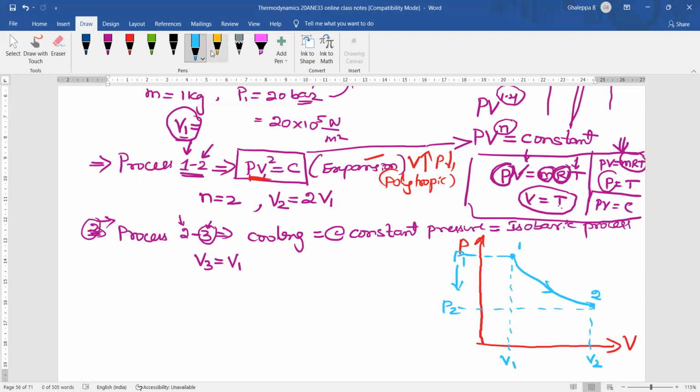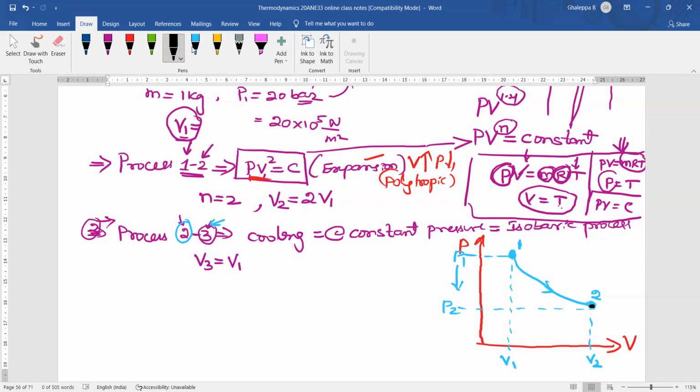So the process begins at point number 1. This is the initial volume for the first process. This is the final volume of the first process. And for the first, it is the beginning point of the process. For the second process, what he is saying is the cooling starts at 2 and ends at 3. Okay, here it is starting the cooling.